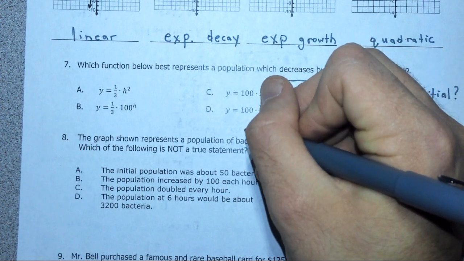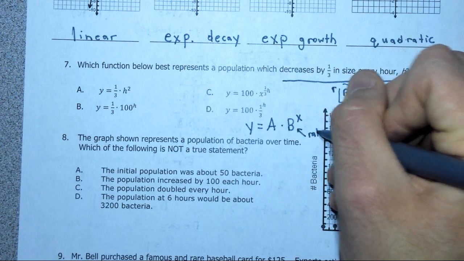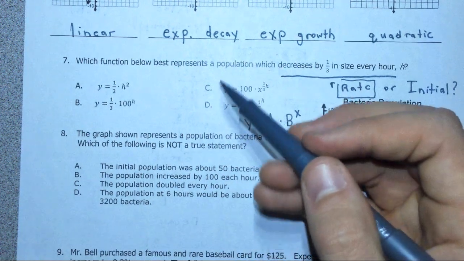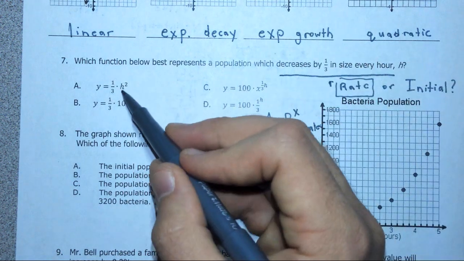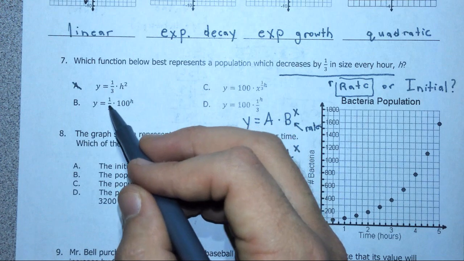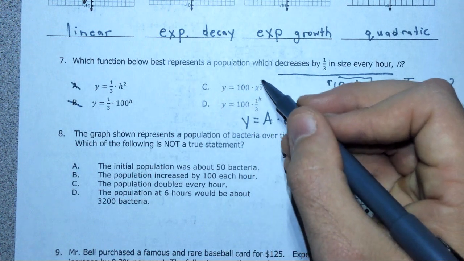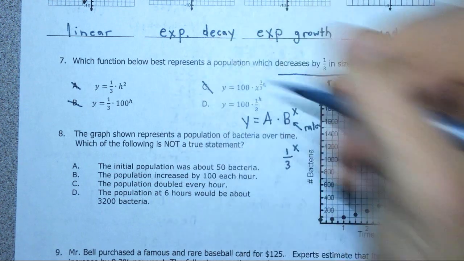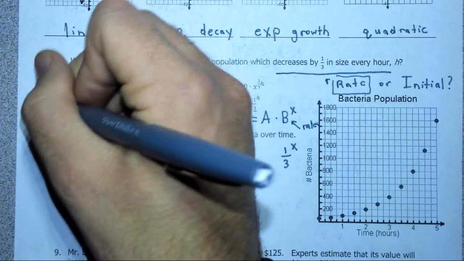Well, remember, I have y is equal to a times b to the x, and this is my rate. My rate is always the thing that is with the exponent. So which one of these has a 1/3 then raised to the exponent? This one, no way. It has times h squared, not even close to what we've been doing. This one has a 1/3, but it's not raised to the exponent. Nope. This one has x and 1/3 in the exponent, but I need 1/3 down here as my base, raised to the exponent. So now this one, well, I have 1/3 raised to the exponent. This is the only one that fits. So my answer is D.